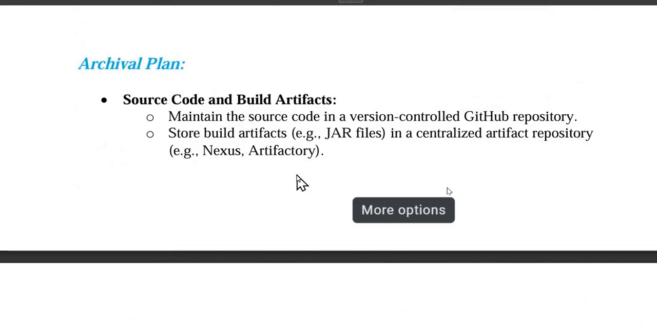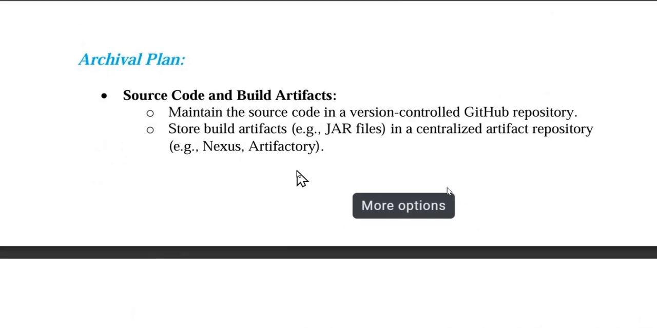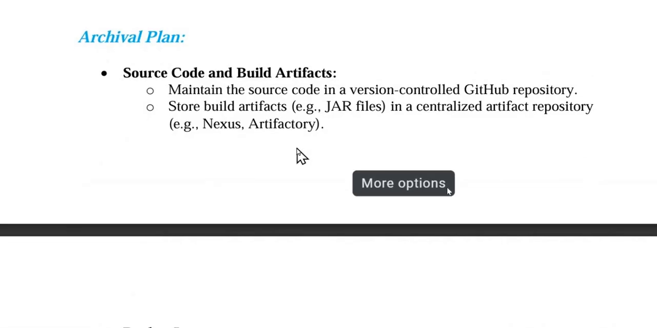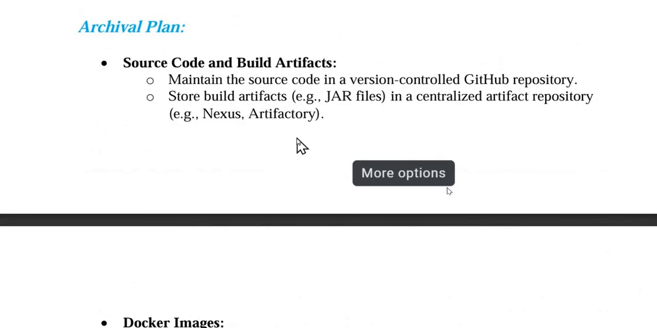For example, if my application is running well and suddenly goes down, or some features are not working as per our needs, we need to roll back to the previous version. In those cases, we need the previous versions of the source code, the jar file, the artifacts, or the Docker image. That is why we should have the archival plan. So we need to maintain both the source code as well as the build artifacts.